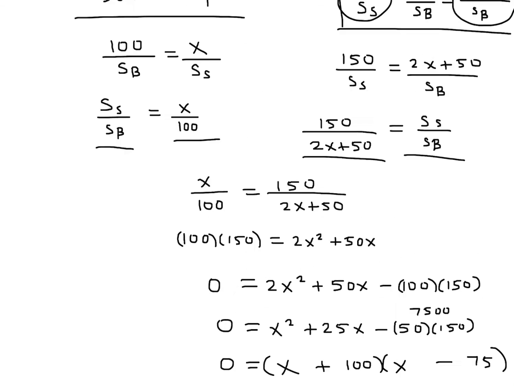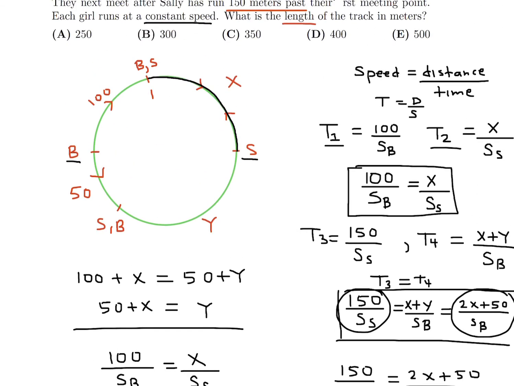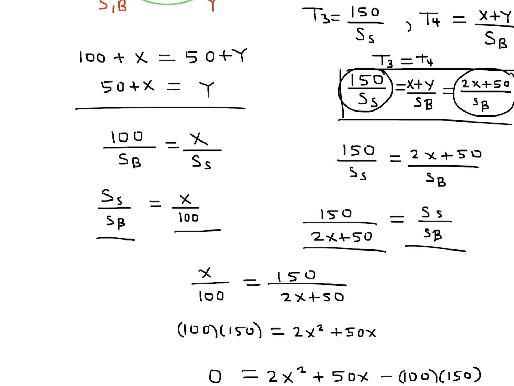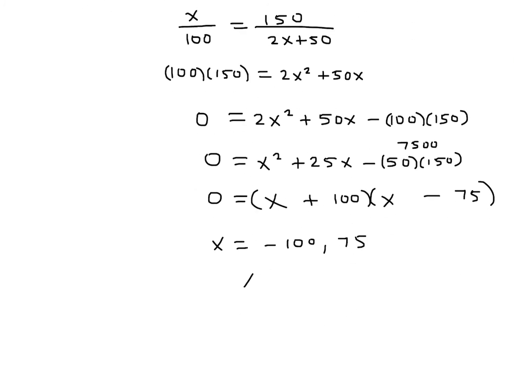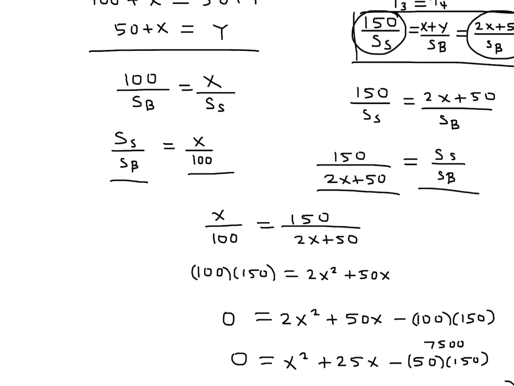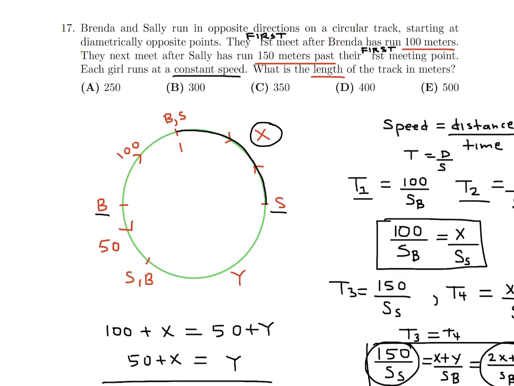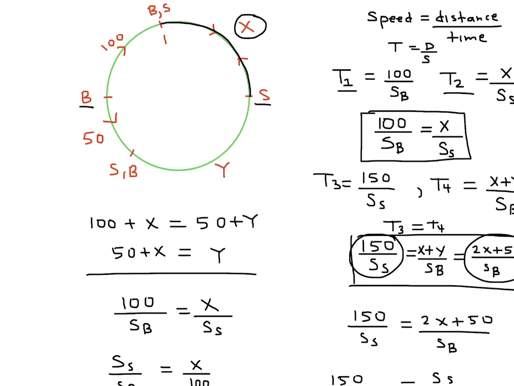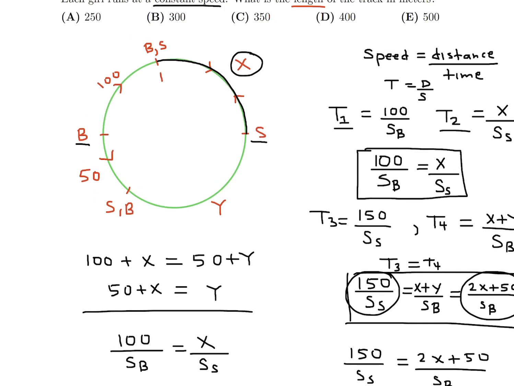What is x? X is a distance, right? X represents this distance. So obviously it's not negative. So x has to be 75. All right. Now what is it that they want us to figure out in this question? They want the length of the track. Oh, okay. Well, length of the track, let's see.